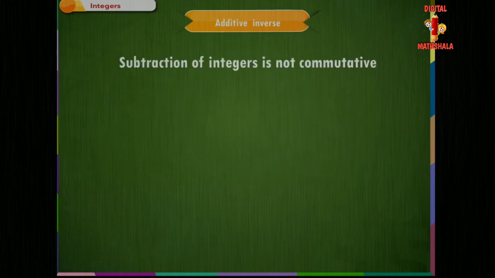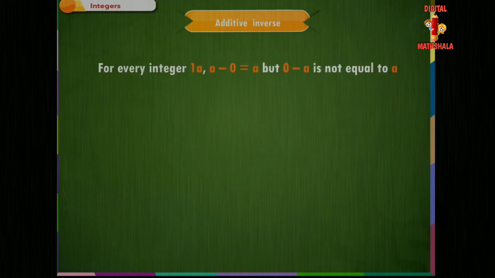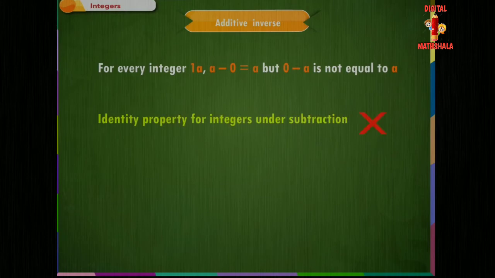Subtraction of integers is not commutative. For example, 7 minus 8, which is minus 1, is not equal to 8 minus 7, which is 1. Also, for every integer a, a minus 0 is equal to a, but 0 minus a is not equal to a. This means the identity property does not hold true for integers under subtraction.